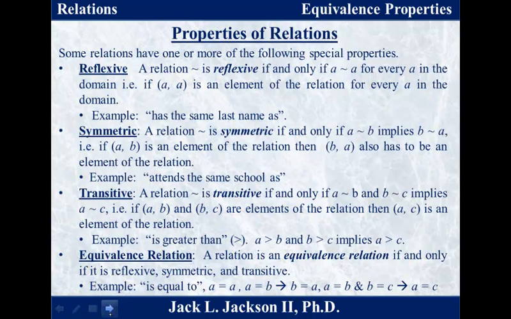Now if it has all three of these properties, we have a relation that has reflexive, symmetric, and transitive properties. It's called an equivalence relation. And of course the classic equivalence relation is equal to. Notice that A is equal to A for every A. If A is equal to B, then B is equal to A. And if A equals B and B equals C, then A equals C.